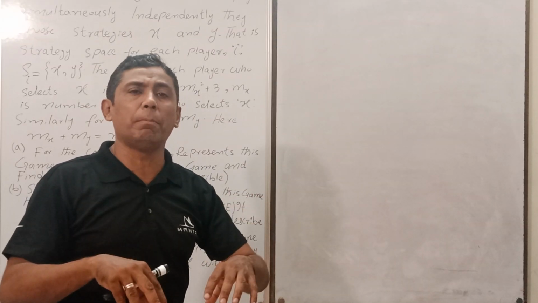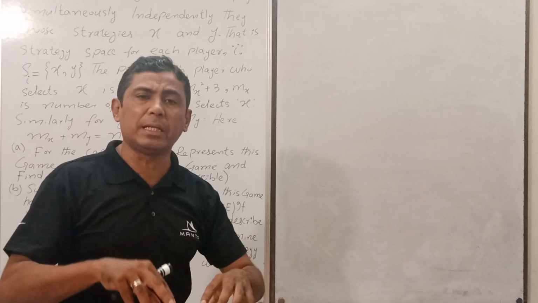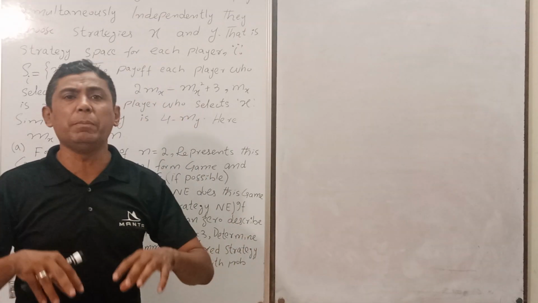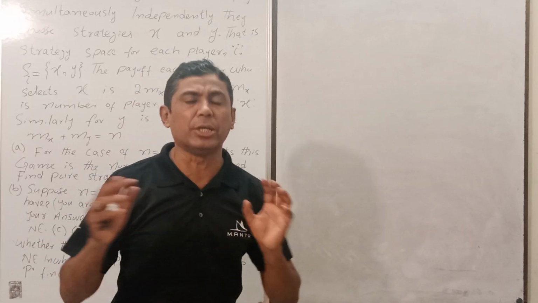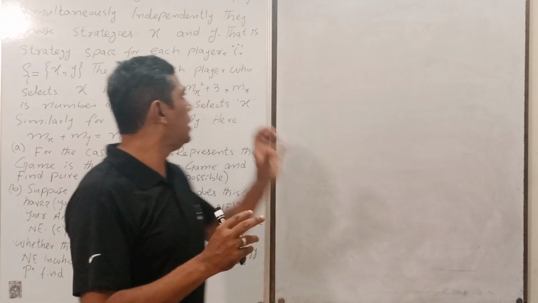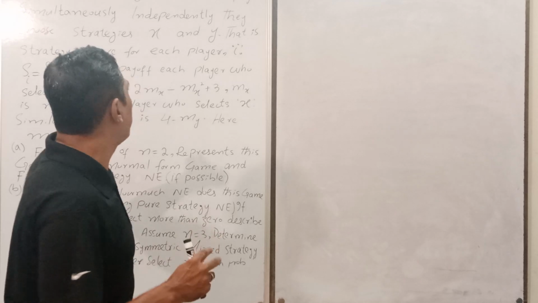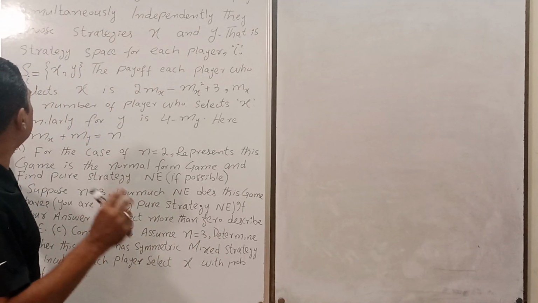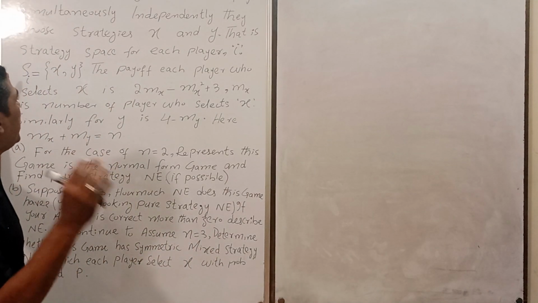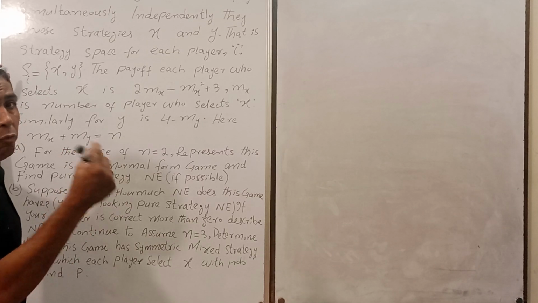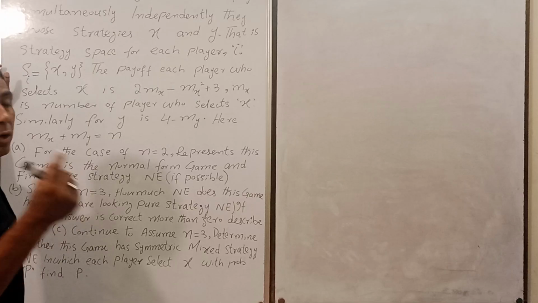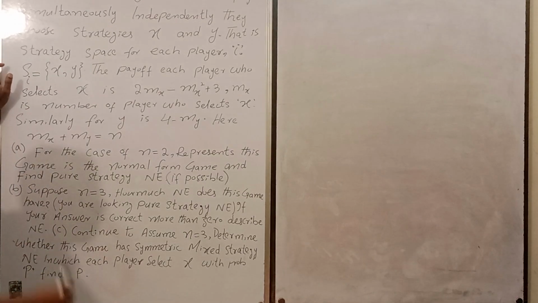What does it mean to move simultaneously or independently? It means that they do not have any coordination with each other. That was our statement of the question. Now, that is the strategy space for each player i. Here i represents the number of the player, which goes from 1 to n, as we pointed out in our previous lecture.